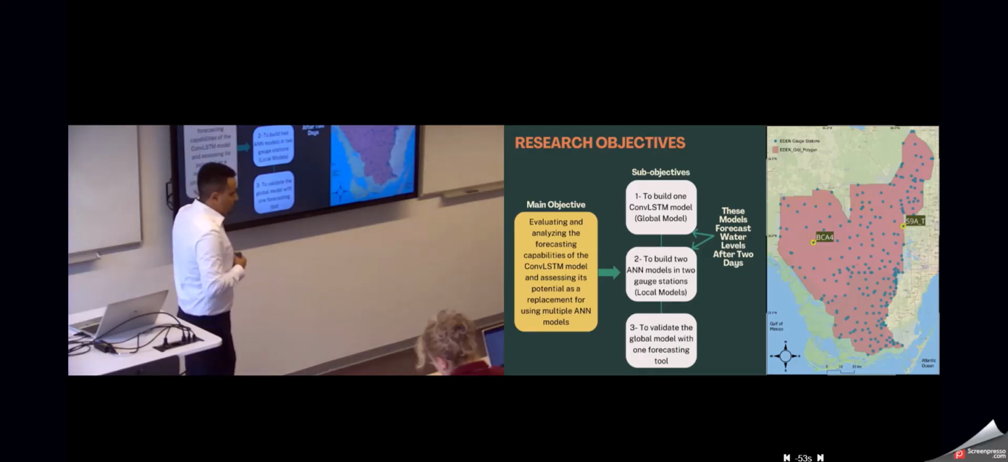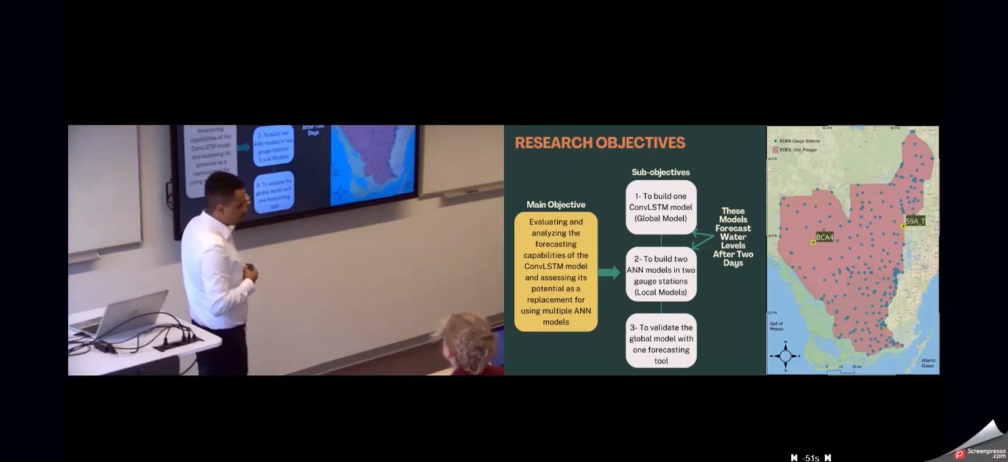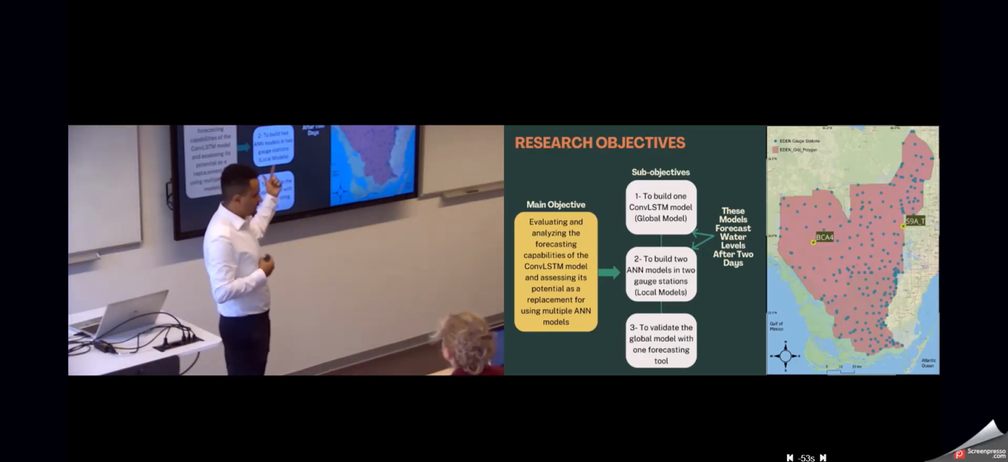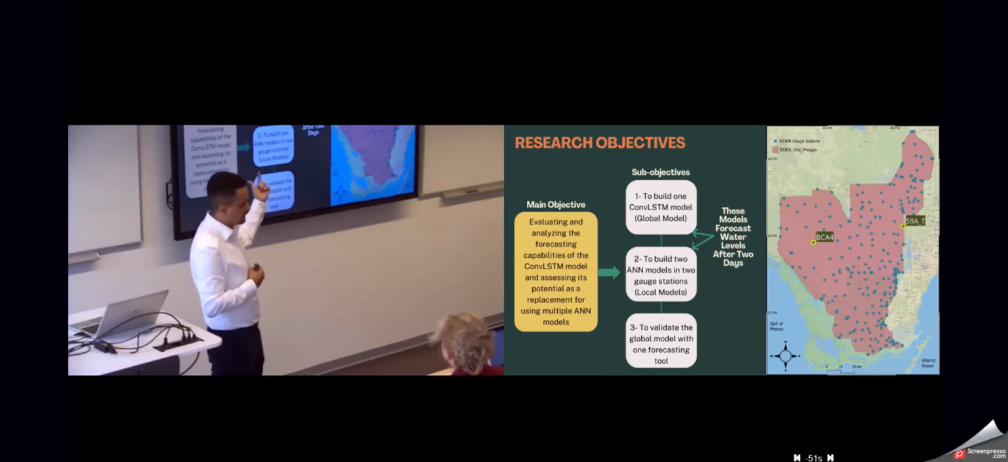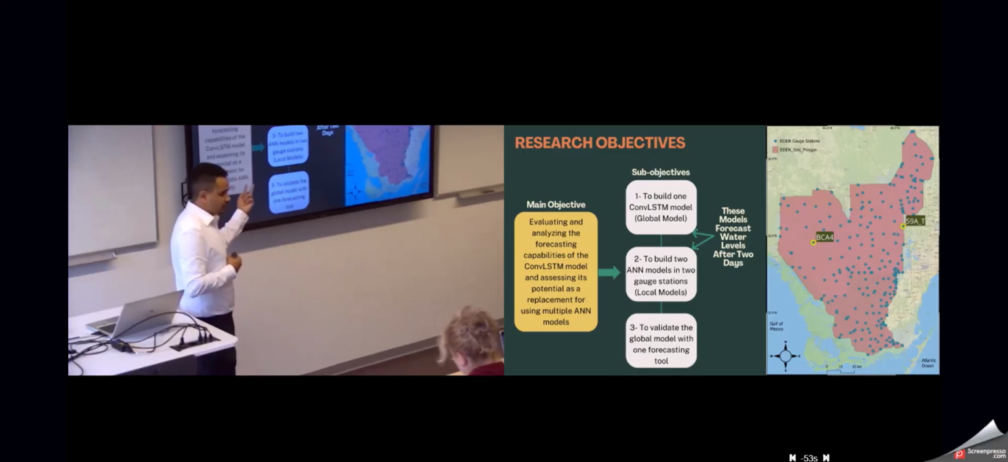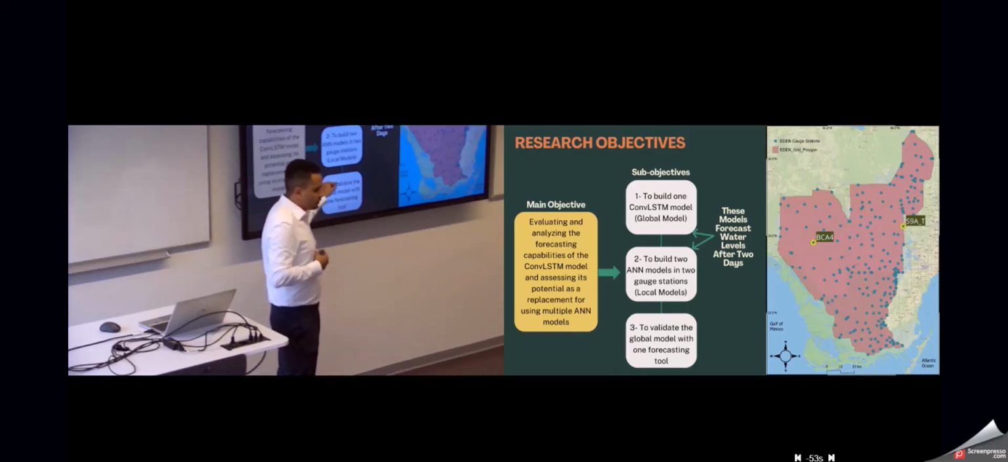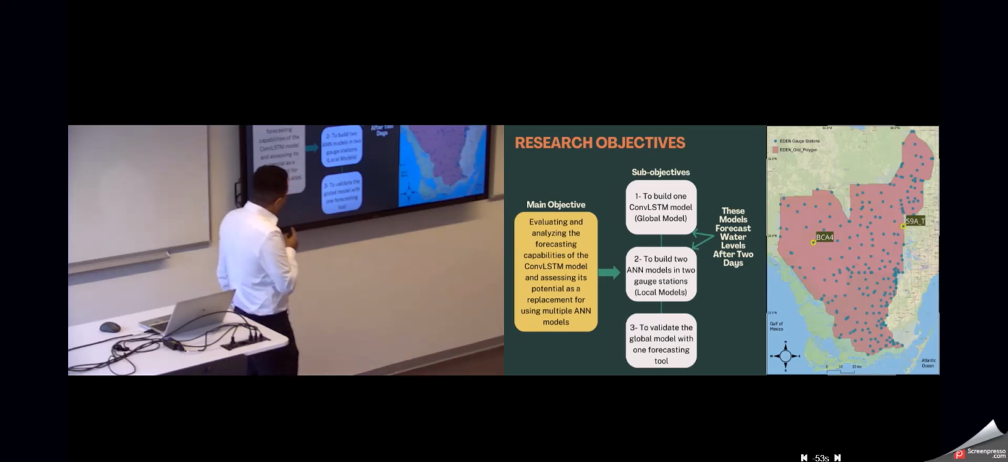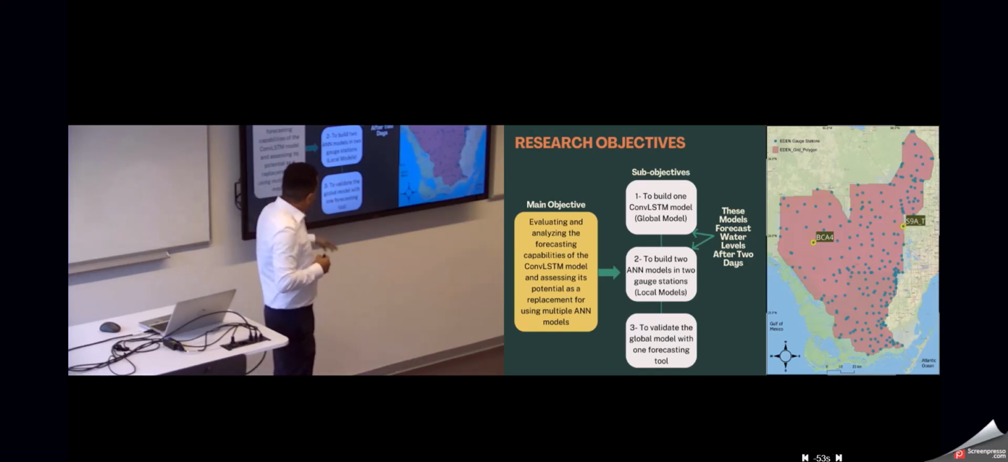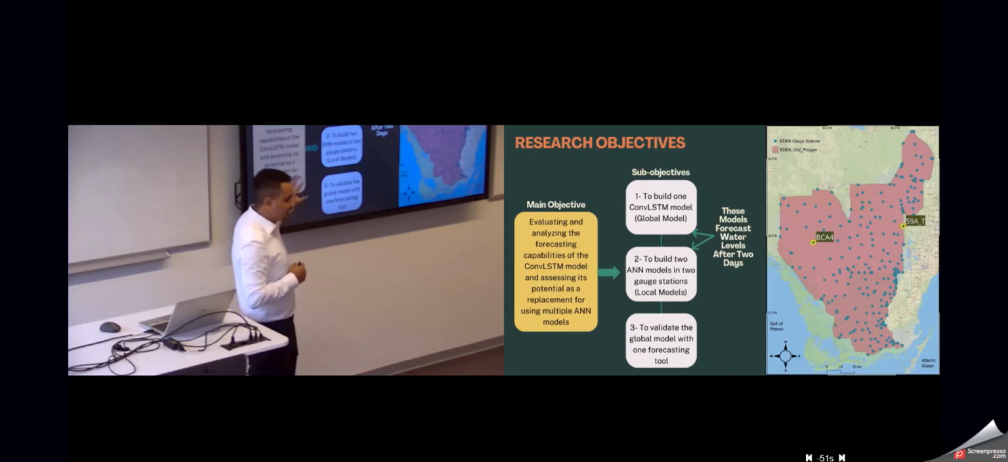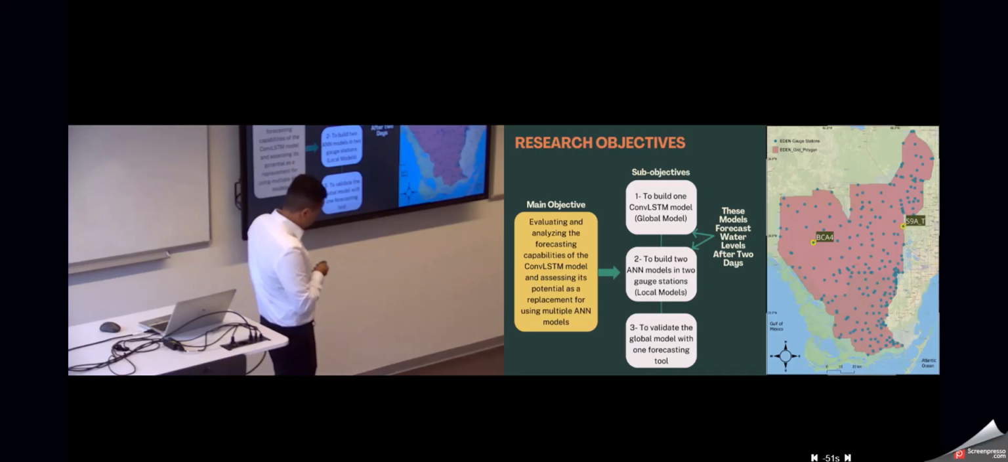To achieve the main objective, we have sub-objectives. The first one is to build one convolutional LSTM model, indicated as the global model. Also to build two ANN models in two different gauge stations, indicated as local models. The purpose of building these local models is to compare their forecasting results with the global model. And the last one is to validate the global model with one of the existing forecasting tools in the Everglades.